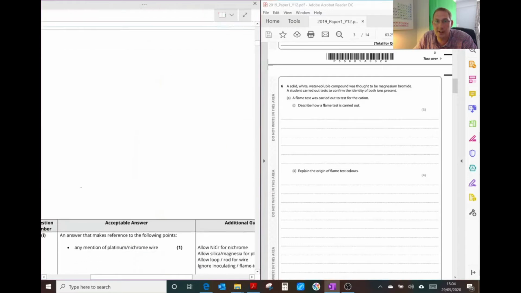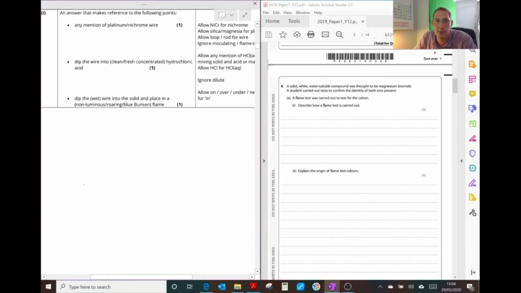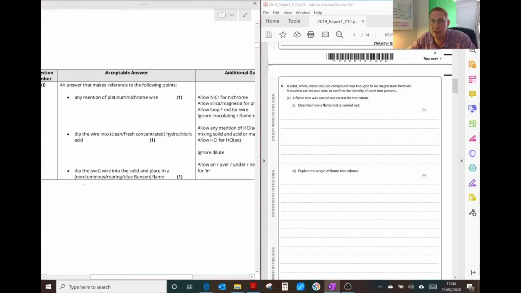A solid white water-soluble compound thought to be magnesium bromide. A student carried out tests to confirm the identity of both ions present. Describe how a flame test is carried out. Any mention of platinum or nichrome wire, 1 mark. Dip the wire into clean, fresh, concentrated, and this is all optional, but you had to mention hydrochloric acid for the 2nd mark. Dip the wire into the solid and place in a roaring blue Bunsen flame for the 3rd mark.